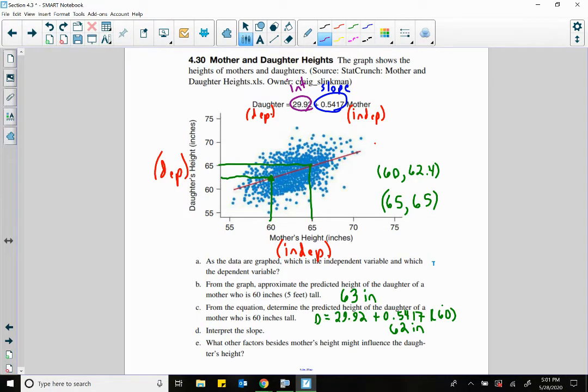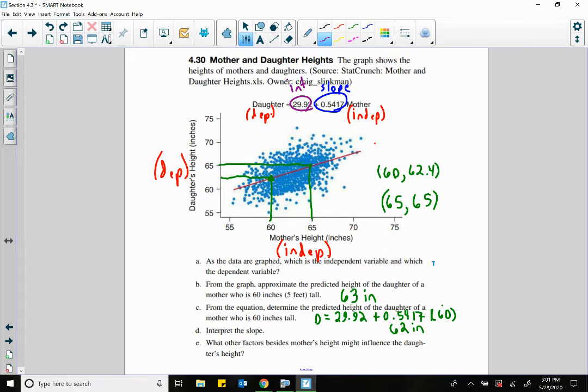All right. But now, part E says, what other factors besides the mother's height might influence your daughter's height? Because obviously, the height of your mother does not tell you the height of the daughter. And again, this is a multiple choice question. The top 3 are not going to be multiple choice, but D and E will be multiple choice. Down here, you're going to be looking for something that makes sense.